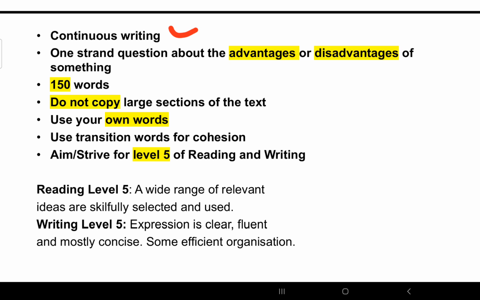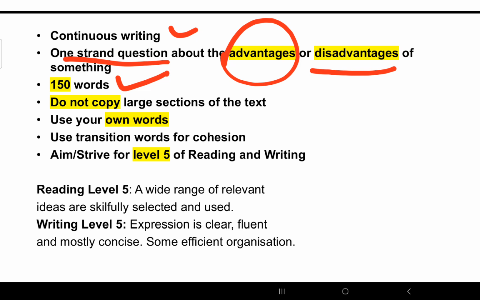And secondly, do not use the same transition word twice. If you have already written moreover, next time go for furthermore. If you have already written furthermore, next time go for in addition. So use 2, 3 or 4 different transition words. So now we are clear that this is continuous writing. This is a one strand question about the advantages or disadvantages of something.